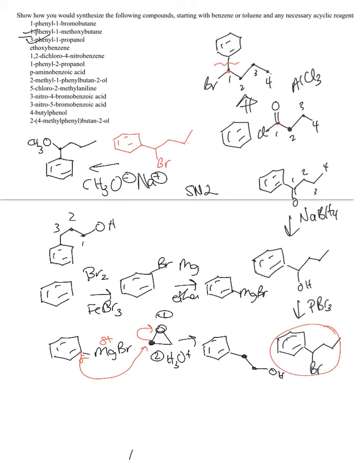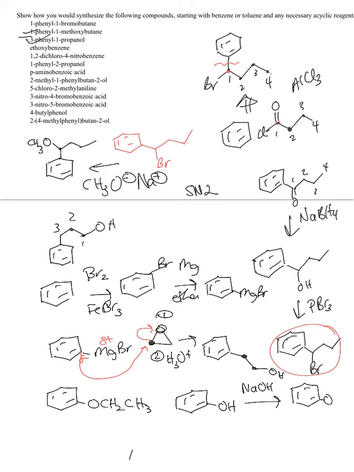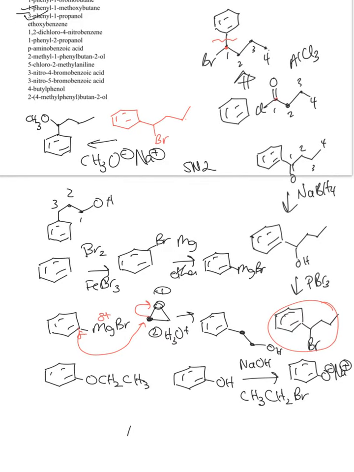Okay, the next one is ethoxybenzene. So once again, I see this is an ether. How I would do that is I react it with phenol and sodium hydroxide, and I make my phenoxide, sodium phenoxide, and then I would react that with CH3CH2Br. This is the Williamson ether synthesis. And this would give you your ether. Now, is the phenol allowed to be used?